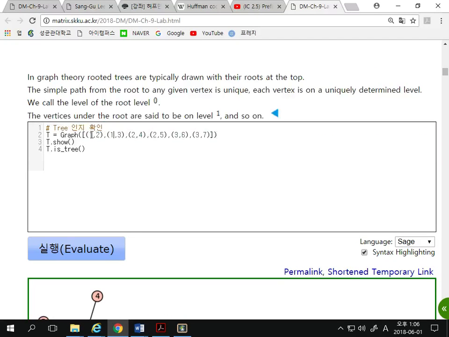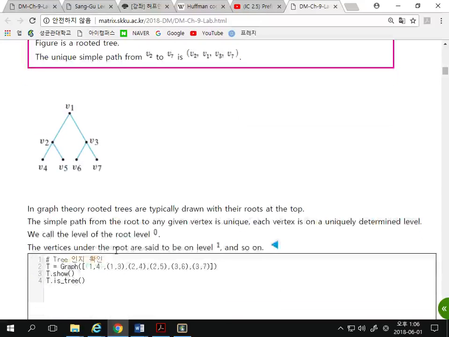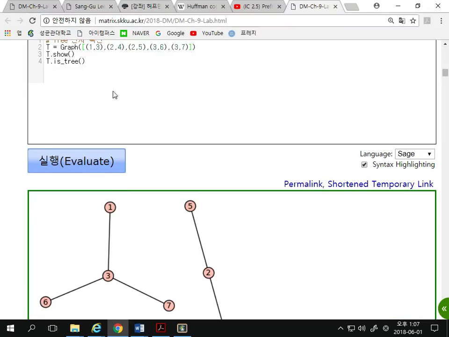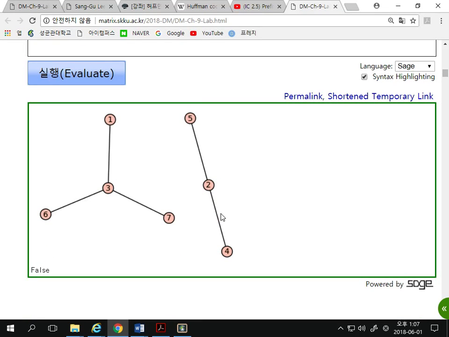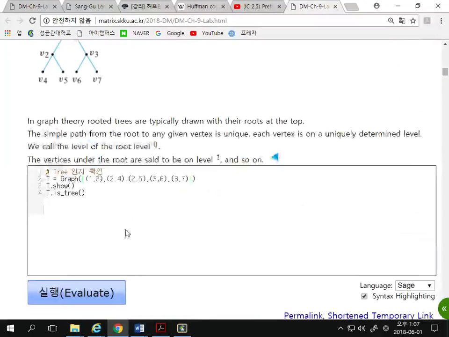If we have four like this, then it is still a spanning tree. But if we delete this, what happens? Then, as you see, the graph looks like this, so it's not connected. So it's not a tree. And this is a command to draw the graph and to check whether the given graph is a tree or not.